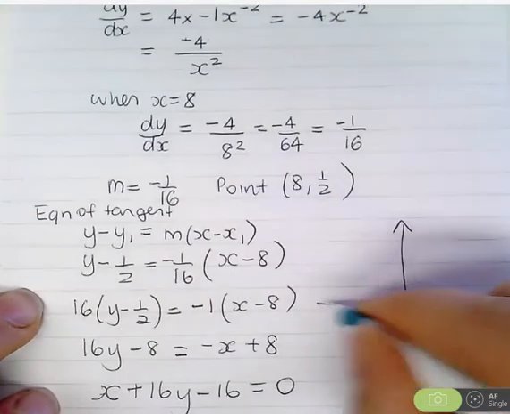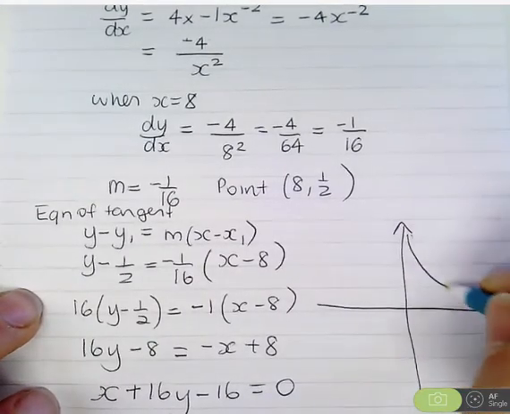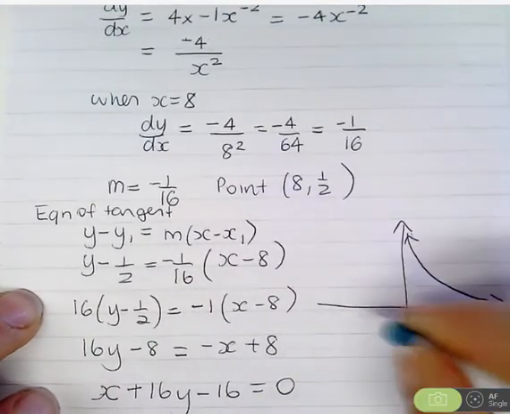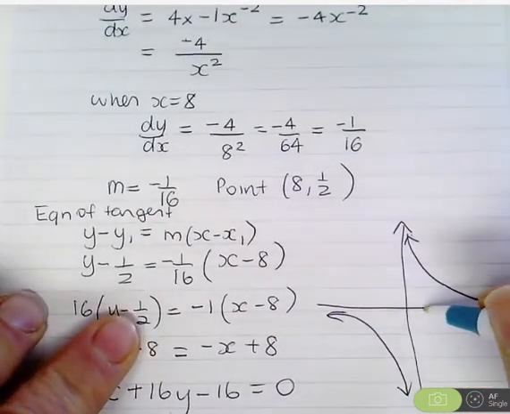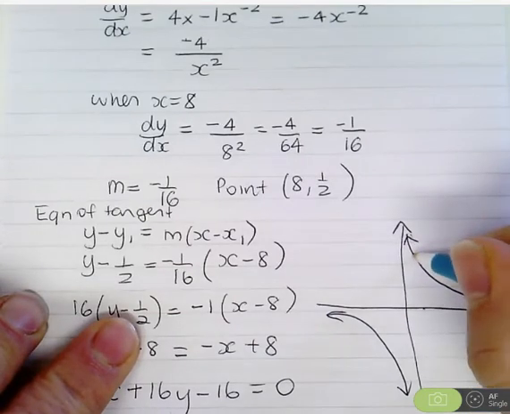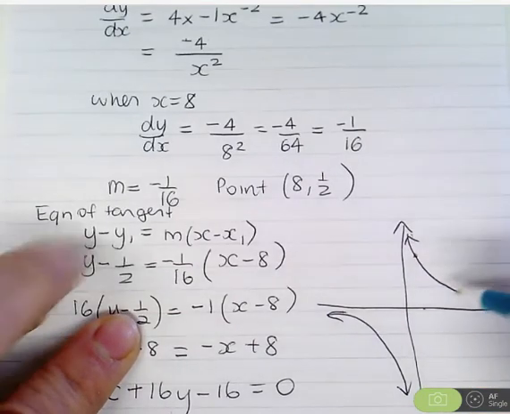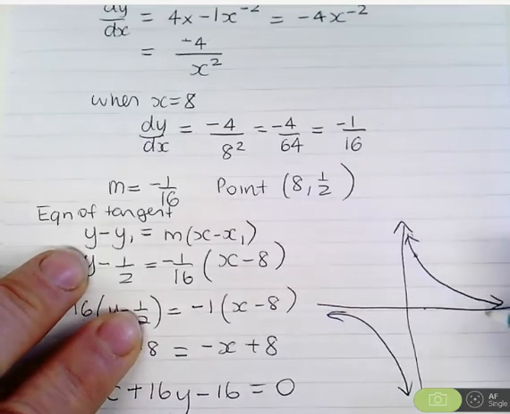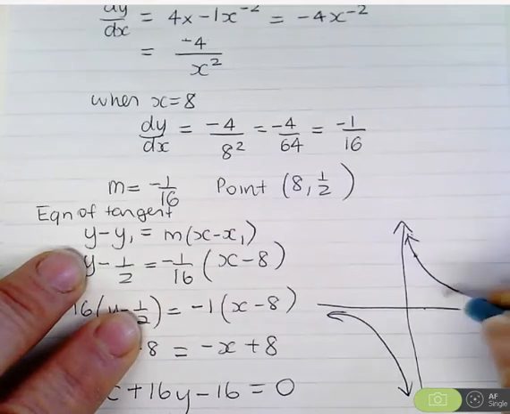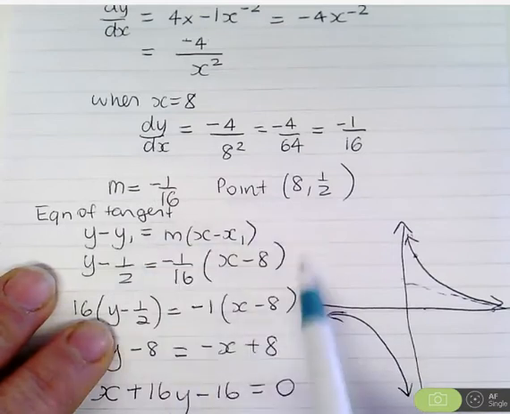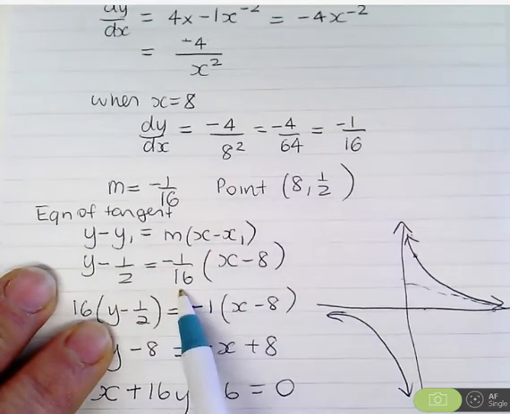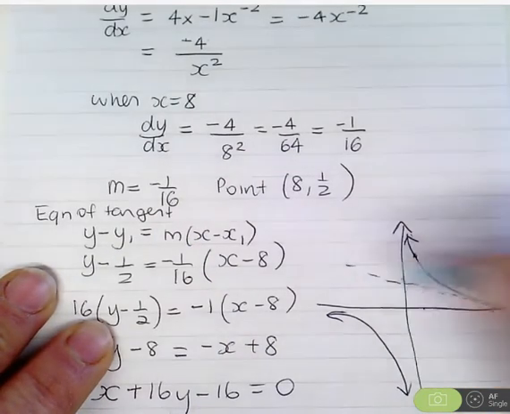Now if I was to sketch this, y equals 4 on x is a hyperbola, which looks like this. I haven't got the exact values, but when x is 1, y is 4 up here. And the equation of the tangent to the curve at the point 8, a half would be somewhere down here, and it's got a slight negative gradient. So if I took this half to the other side, see my gradient is negative 1 on 16, the gradient of this tangent, and we can see that.